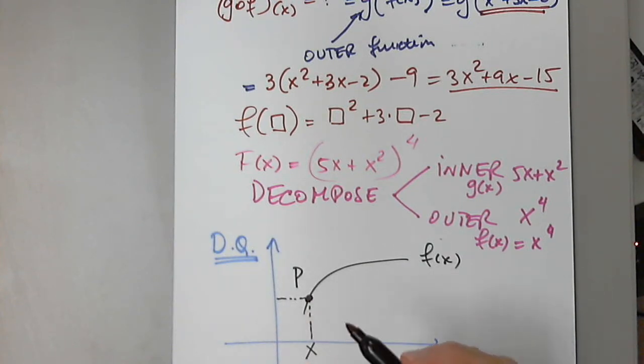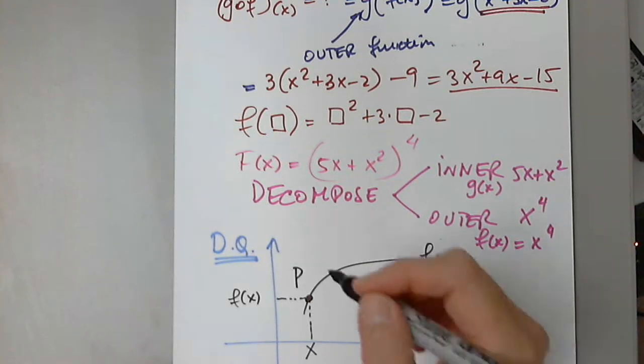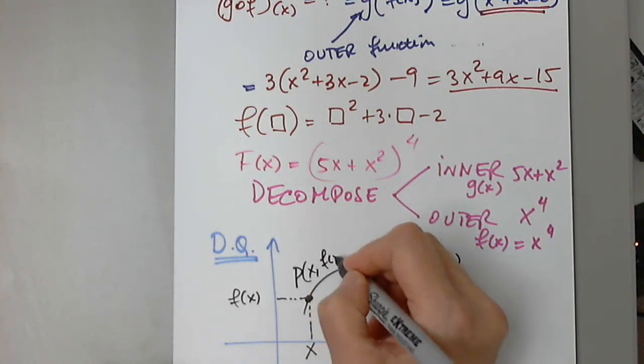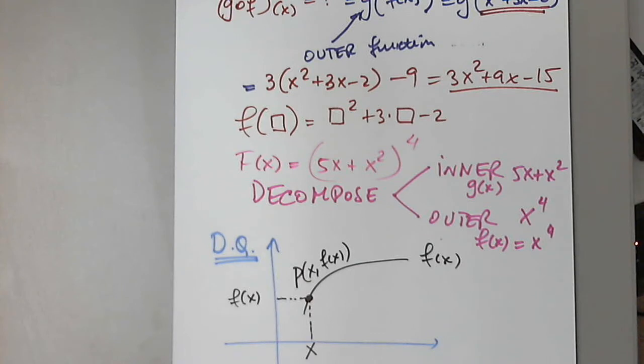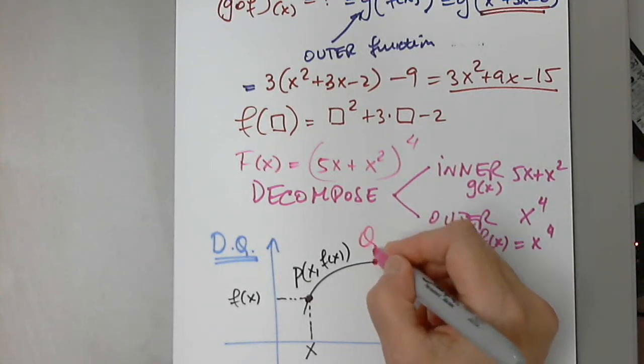F of P. You're right, but f of x, correct. Yeah, absolutely. Yes, of course. x comma f of x. There is no question there. Now I'm going to find another point. I'm going to call it Q.